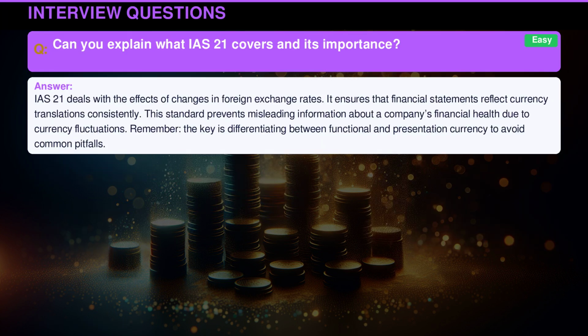IAS 21 deals with the effects of changes in foreign exchange rates. It ensures that financial statements reflect currency translations consistently. This standard prevents misleading information about a company's financial health due to currency fluctuations. Remember, the key is differentiating between functional and presentation currency to avoid common pitfalls.